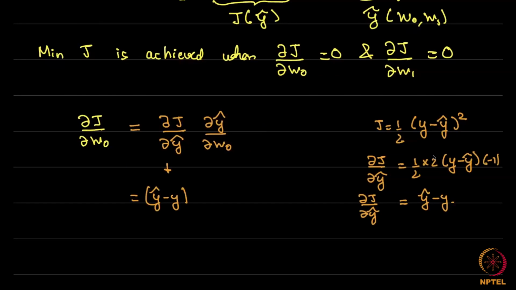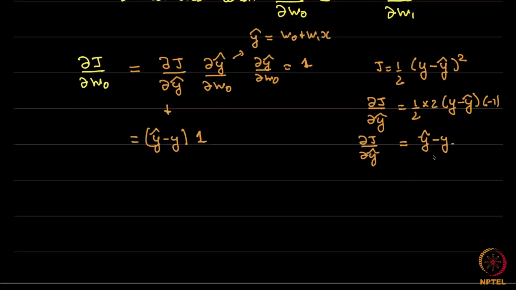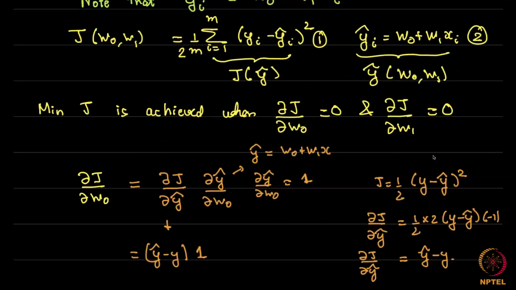Okay. Now, what about del y hat del w0? Remember, y hat equal to w0 plus w1 x. Okay, I have dropped the i's as you can see, but it's just a convenience. So del y hat del w0 is simply equal to 1. So we now have del J del w0 equal to y hat minus y. Now suppose I bring this sigma back, which I dropped. So this would be for just one term. If I am just taking the first term, this would be y hat 1 minus y1.